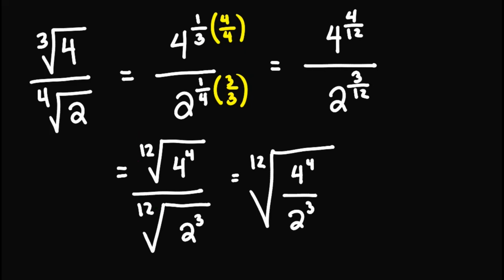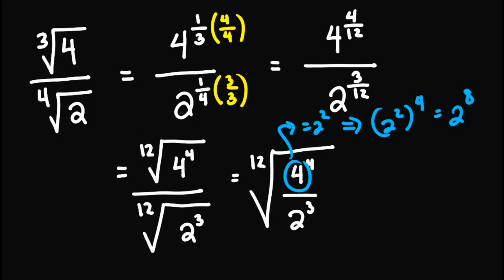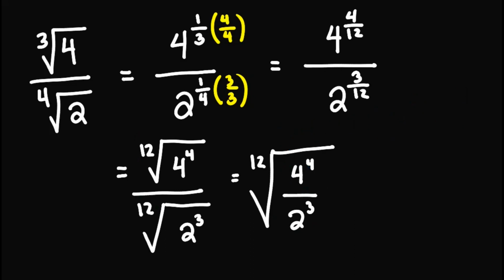Simplifying this expression inside, we note that 4 is equal to 2 squared. And so 2 squared raised to 4 is equal to 2 raised to 8 by laws of exponents. So this whole expression out here is equal to 2 raised to 8.